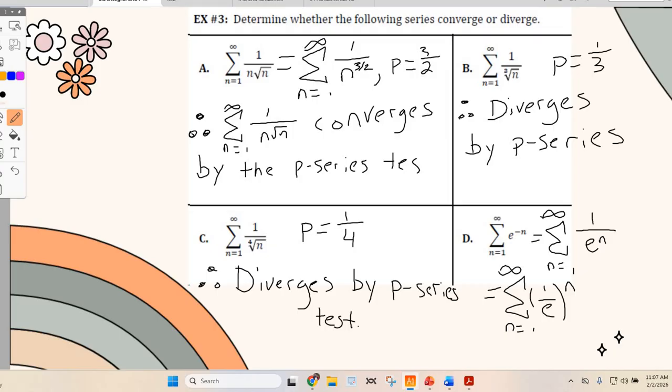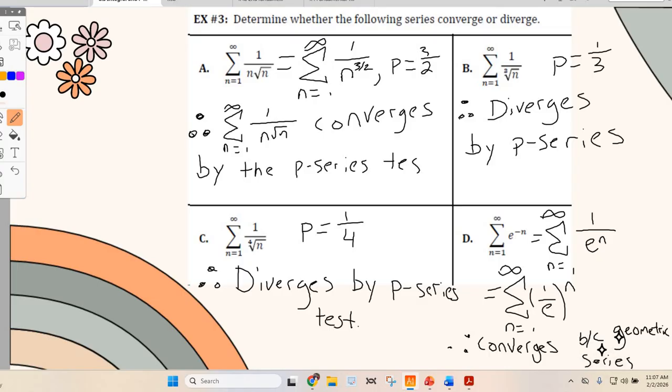So then we have to think, when does our geometric converge? R is between 0 and 1. Is r between 0 and 1? Yeah, e is a constant, but what is e approximately? 2.7. 2 point something, right? So if I have 1 divided by 2 point something, is that still going to be between 0 and 1? Yeah. So we could say therefore converges because geometric series.